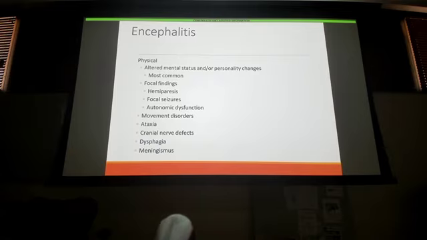Hemiparesis, focal seizures, autonomic dysfunction, all of that makes sense. Movement disorders, ataxia, cranial nerve defects, dysphagia, meningismus, all of that makes sense. All because of this broad spread inflammation and permeability of the vasculature and the neural cells themselves within the central nervous system.